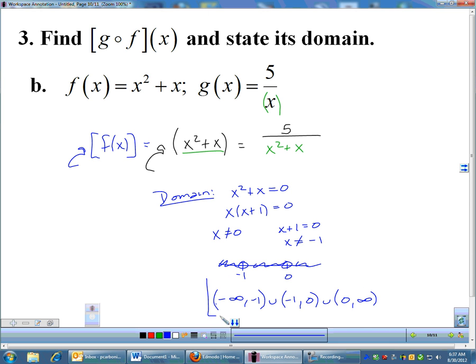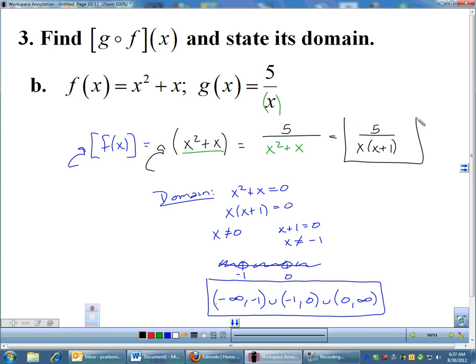So there's my domain. Now that I've found the domain, I will go back to my function and clean it up some if I can. All I can do on the bottom is factor out an x. And it turned out nothing canceled. So this is your composition. That's your g of f of x. This is the domain. Just remember, find the domain before you start cleaning up.